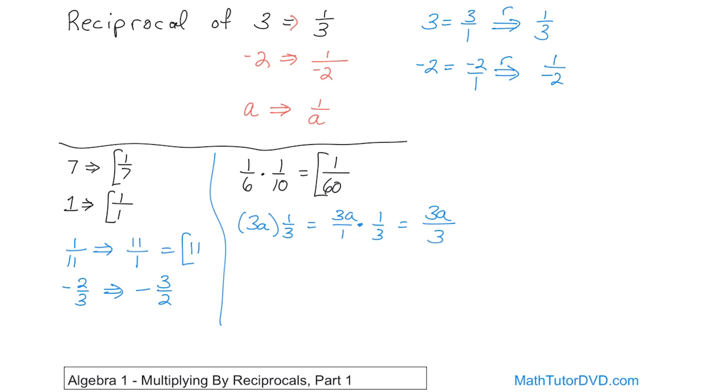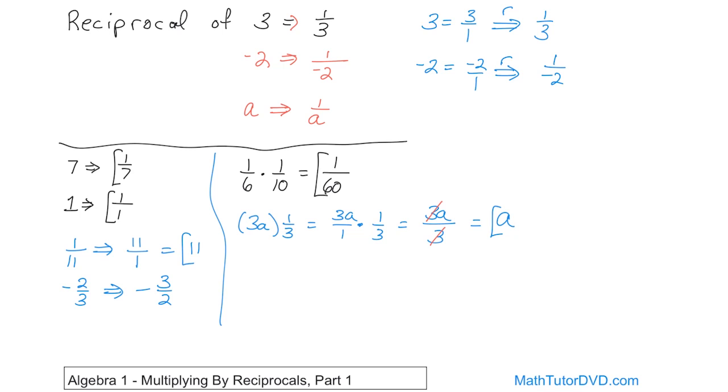The way that you mark that on your paper is you can strike out the top 3 and the bottom 3, because you know they're going to divide out and just give you 1. So really the answer is just going to be A. Whether you write it as 3A divided by 3, or you simplify it to just A, these are equivalent things, but this one is simpler.